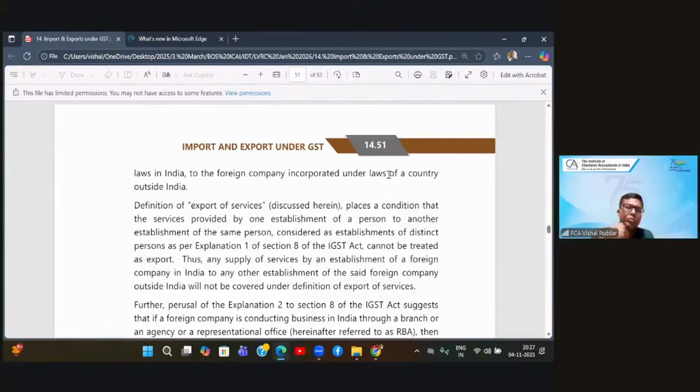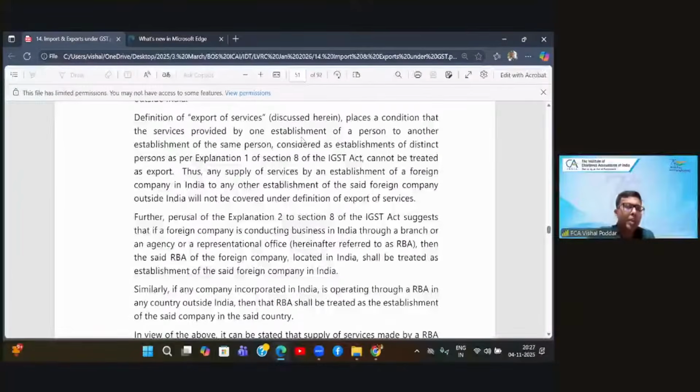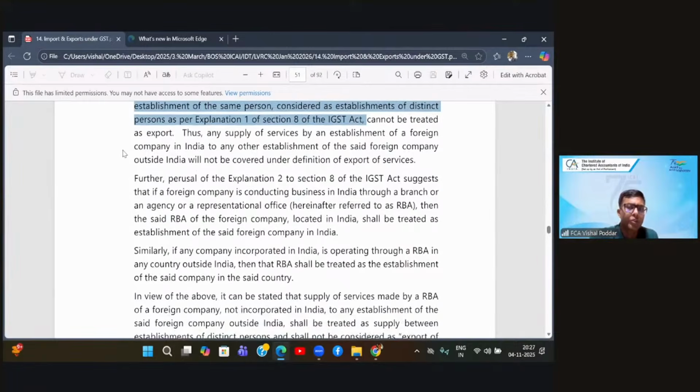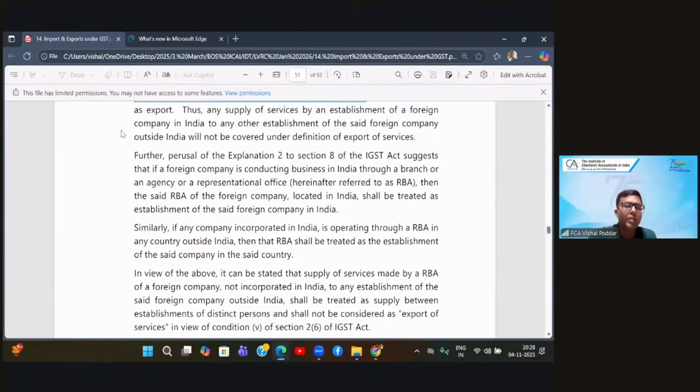Now, where there are two such companies, one in India, one outside, and the Indian company exports some services to outside. The question is, can the two companies be considered as establishments of the same person? When they are considered as establishments of the same person, the problem is that such a transaction, because of the definition of export of service and the explanation under it, will not become eligible for export. So the question is whether this transaction between a holding and subsidiary or between two sister concerns will not be regarded as export.